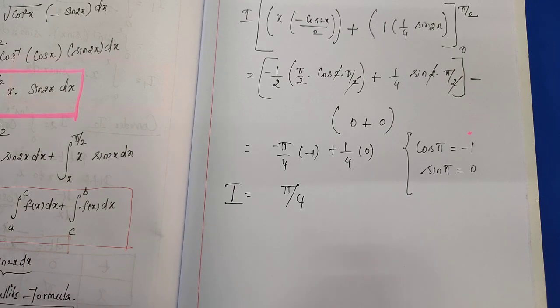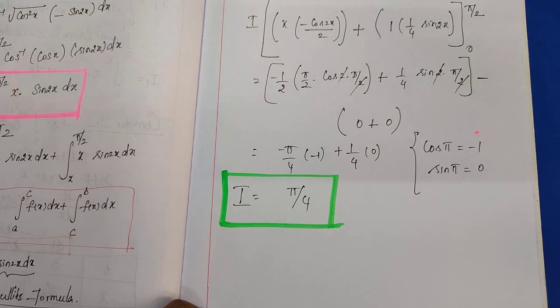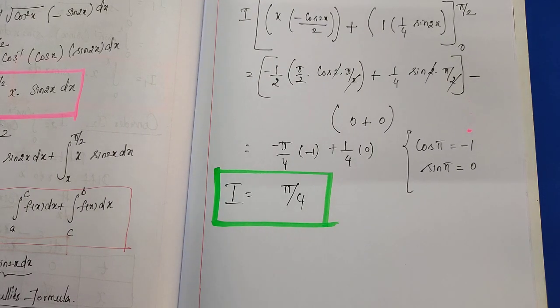Our I is equal to pi by 4. This is the answer for division number 7 in question number 2. Thank you.